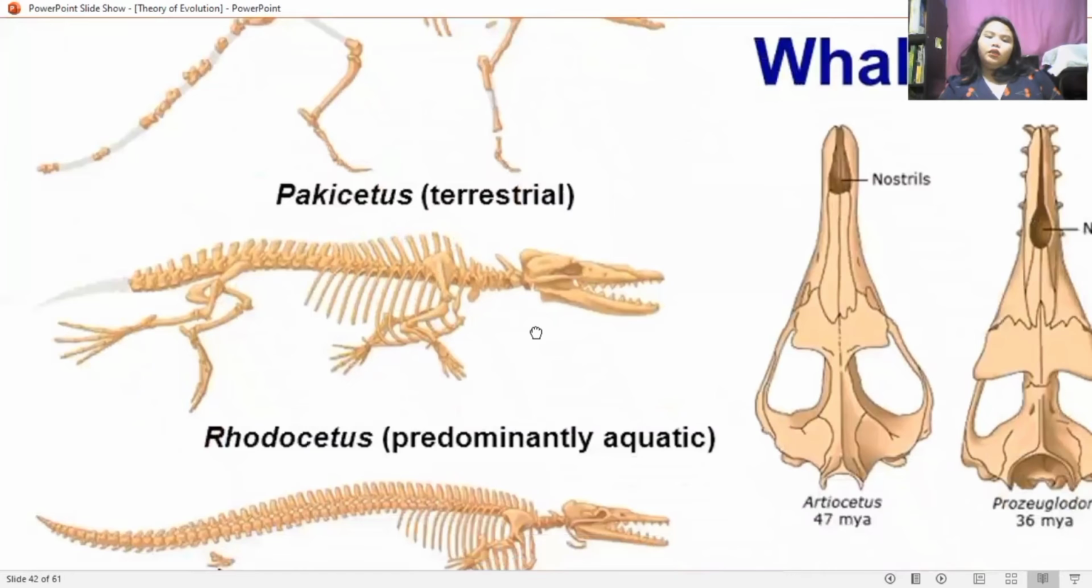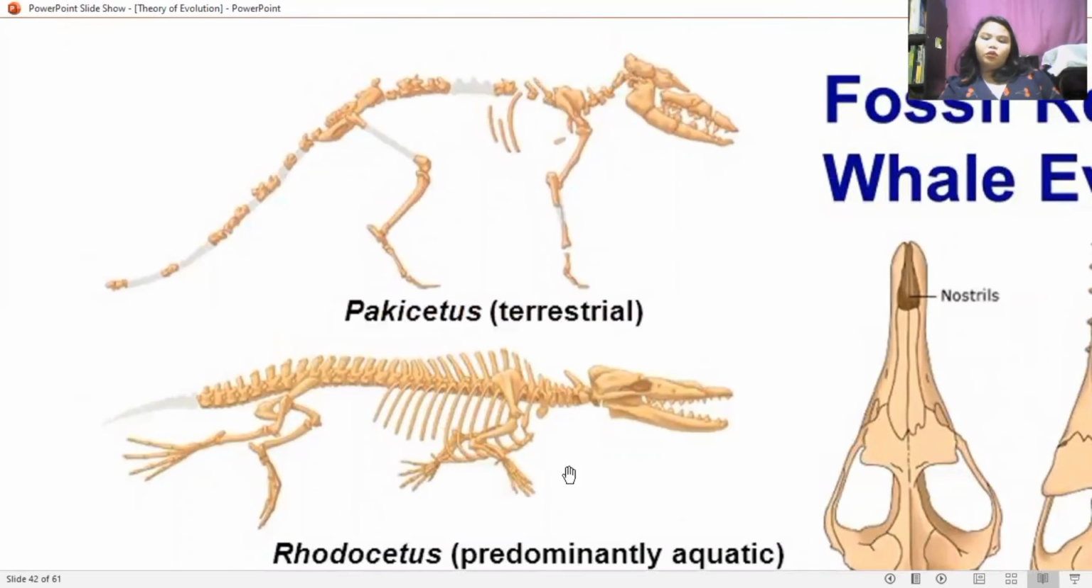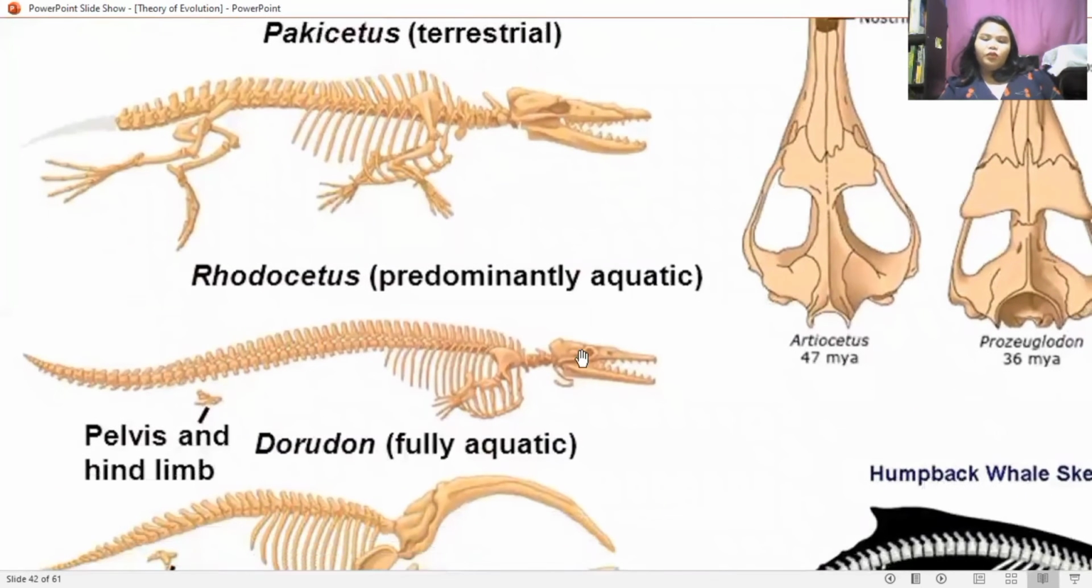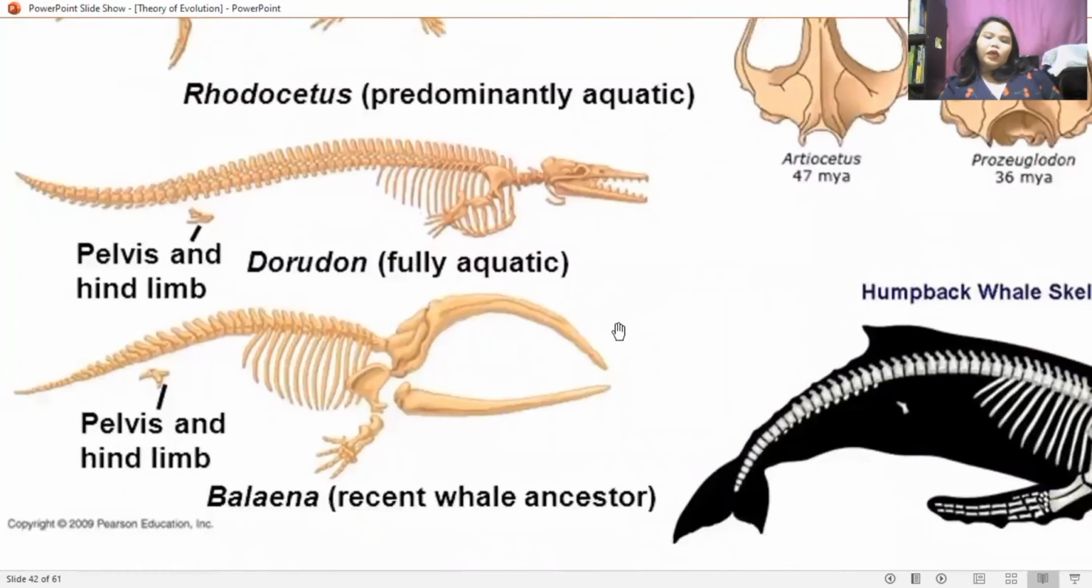And then later on, a variety of these mutated into the Cetus, which is predominantly aquatic. As you can see here, the limbs seem like swimming limbs. Then it evolved into the Rodon, wherein the pelvis and hind limb are almost hidden. This one is fully aquatic. And then we have here the pelvis and the hind limb, this one. This one is Balaena, the recent whale ancestor.